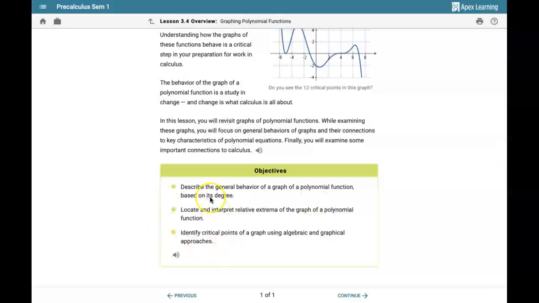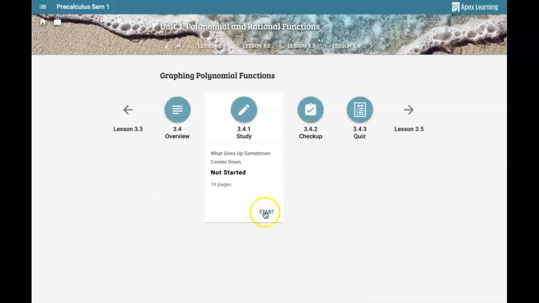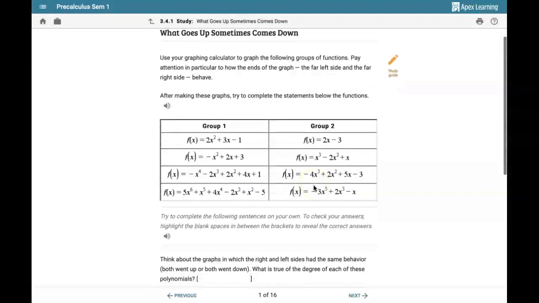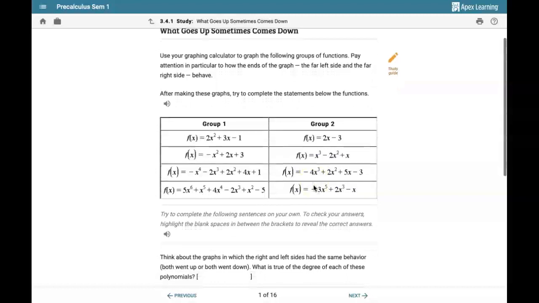The overall objective here is mostly to be able to describe the general trend, or the general behavior, of a function, and then be able to identify those critical points using either algebraic skills or graphical approaches. Looking at our study here, you can use your graphing calculator to graph the following functions.